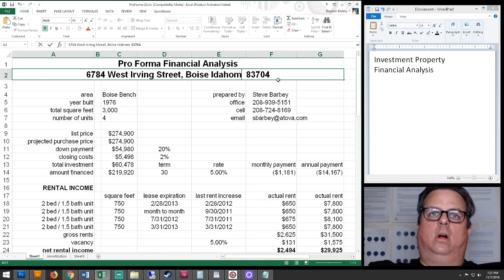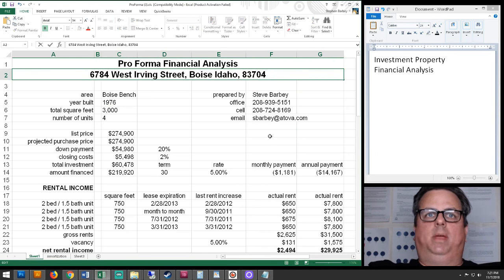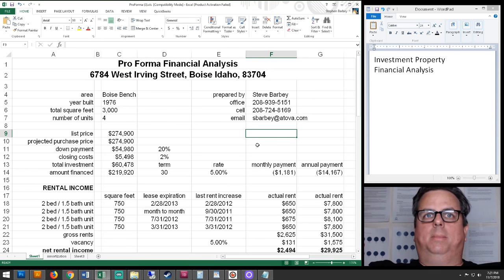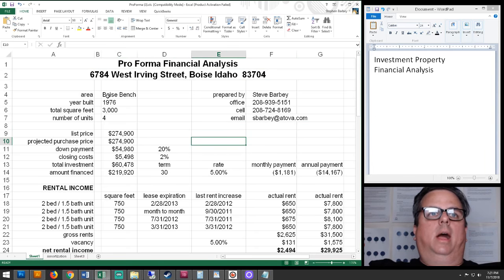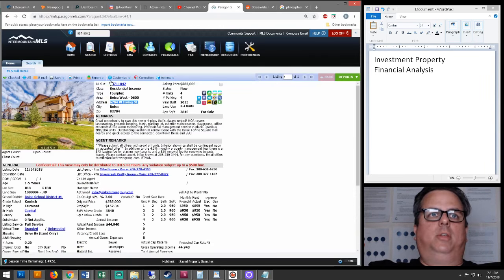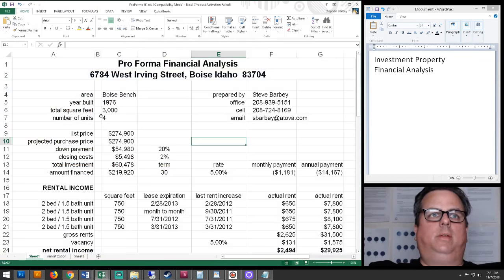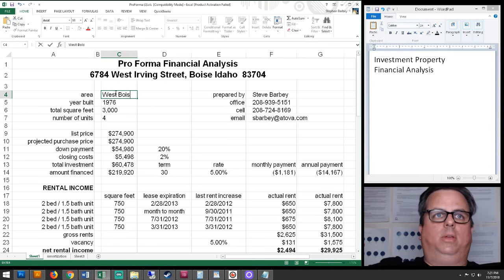Alternately, you could do another comma here with no space, but I think this just looks a little bit cleaner. The bench, I don't think it was the bench. I think they said it was West Boise. Yeah, West Boise. So we do West Boise.